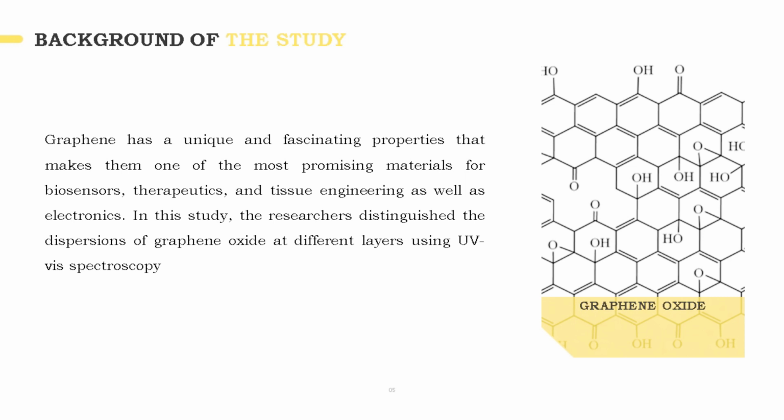The study entitled Ultraviolet Visible Spectroscopy of Graphene Oxides was conducted by Lai et al. It aims to investigate the characteristics of graphene oxides through ultraviolet visible spectroscopy. Graphene has unique and fascinating properties that make it one of the most promising materials for biosensors, therapeutics, tissue engineering, as well as electronics. In this study, the researchers distinguished the dispersions of graphene oxide at different layers using UV-vis spectroscopy.